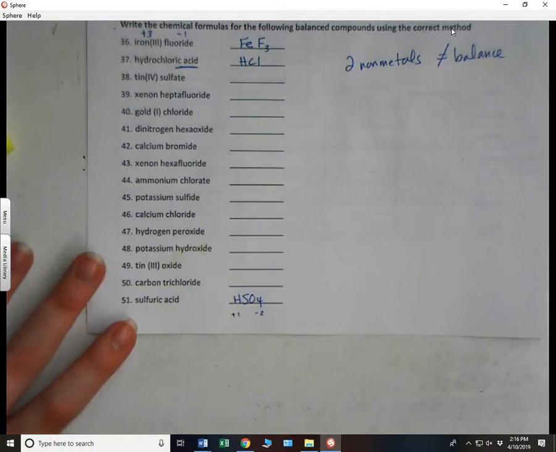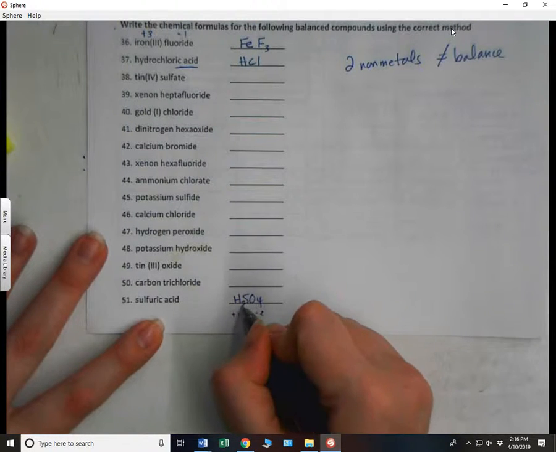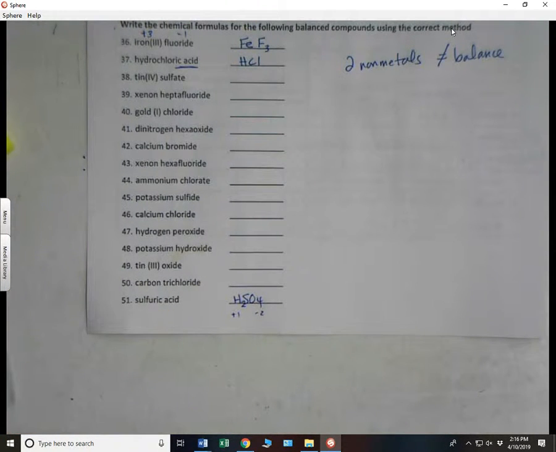The other example would come in number 39. This has the hepta, right? So it's 2 nonmetals. Don't try to balance it, just do what it says. Xenon with fluorine, and hepta means there's 7 of them. Done.